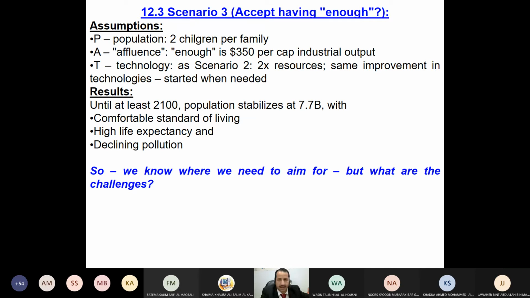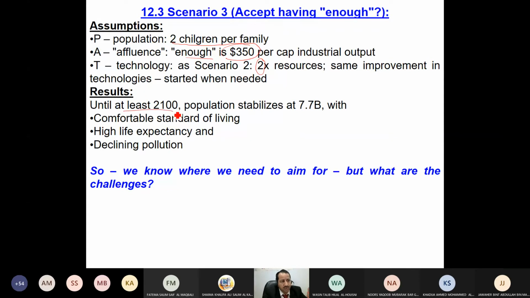enough. Okay, we will make some assumptions. The first assumption is 2 children per family. Reduce the number of children. It is difficult even in this region, but still we need to think about reducing the family members. Affluence is enough, 350 per capita industrial output, and technology, the same as previous, would multiply by 2. Now let's see what will happen.